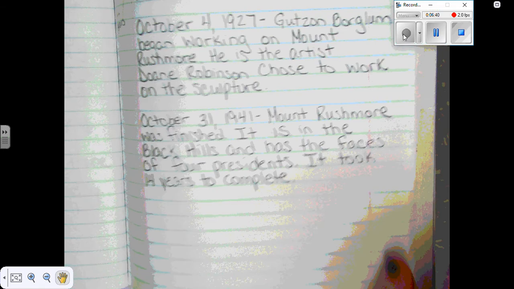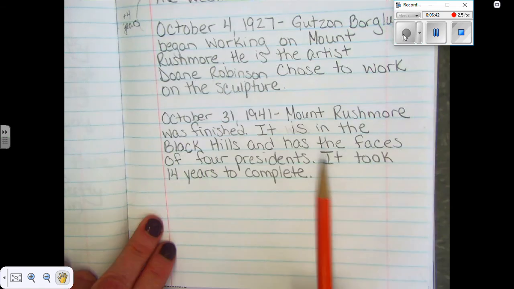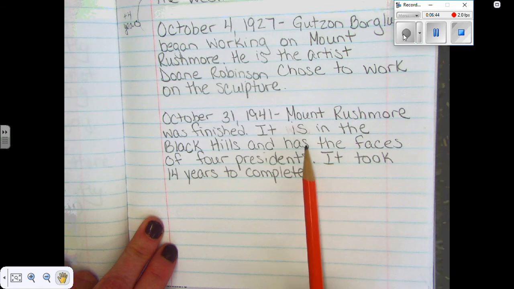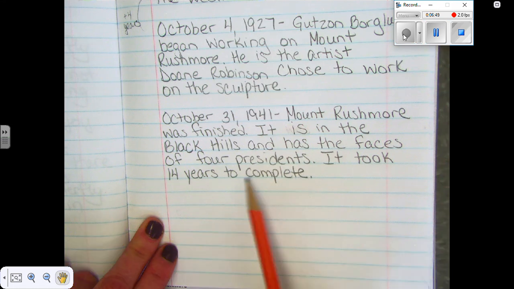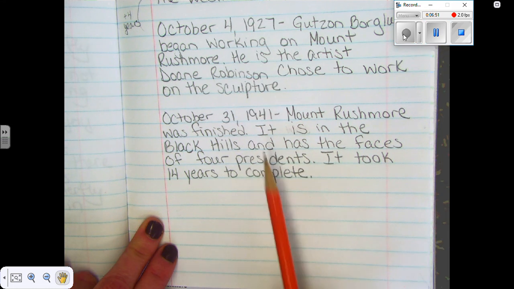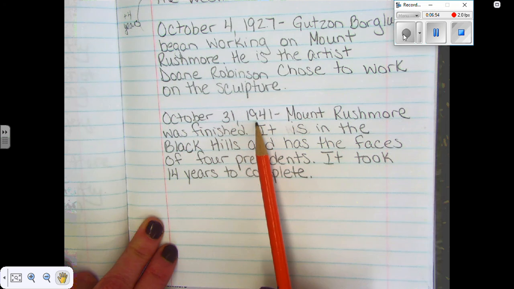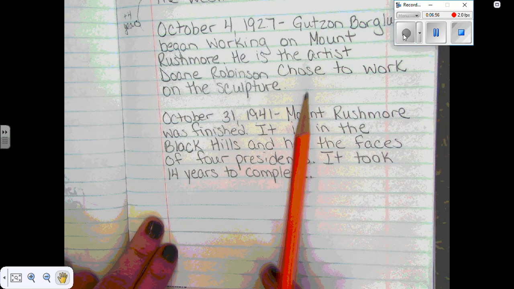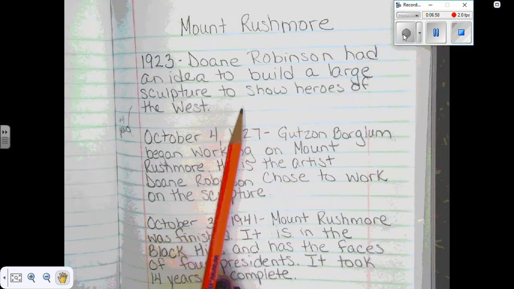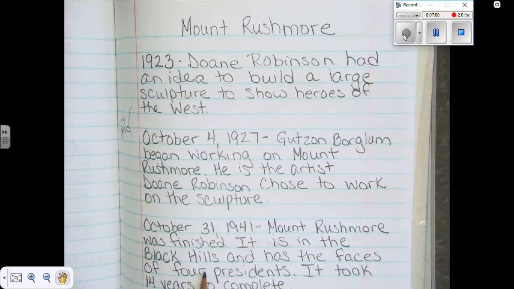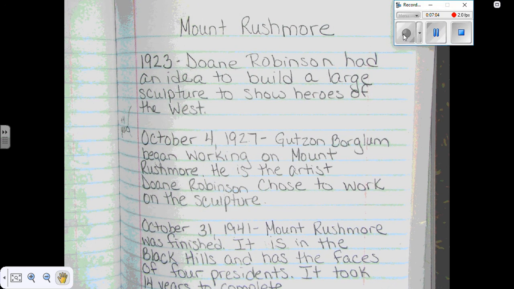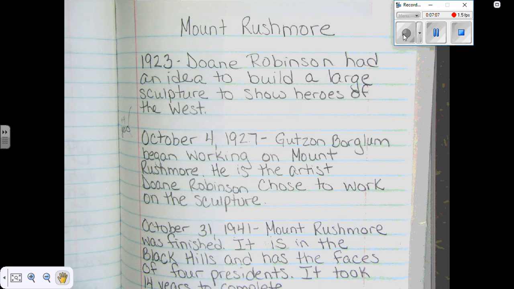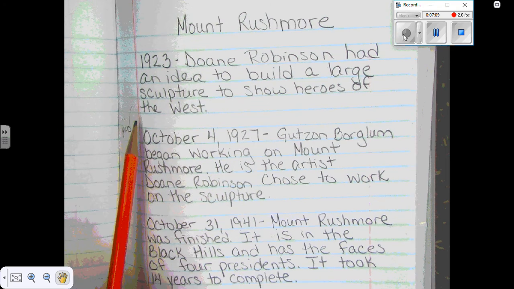Okay, so if I look at my information that I added for October 31st, 1941, I said Mount Rushmore was finished. It is in the Black Hills and has the faces of 4 presidents. It took 14 years to complete, and I did the math from 1927 to 1941. So here are my 3 dates from this one article on Mount Rushmore. And if I were to continue researching Mount Rushmore and I found more dates to go along with the progress of the mountain, I would be able to add them in.